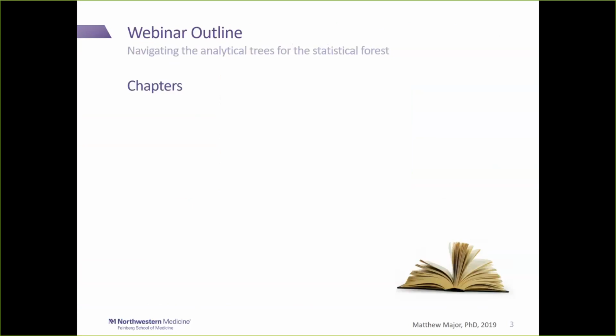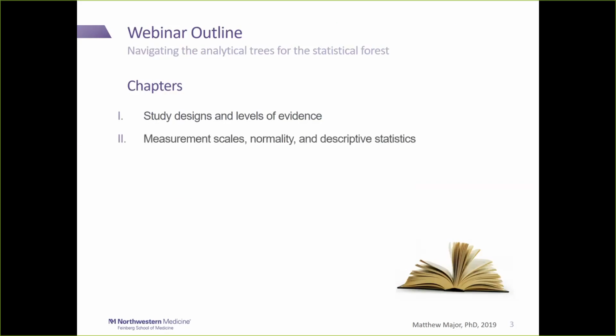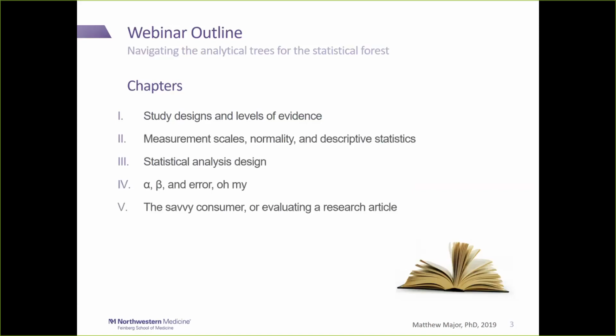All right, so to give some information on what we'll be talking about today, I've got a few chapters I want to go through. The first thing I'm going to talk about is study designs and levels of evidence. Second, measurement scales. We'll get into the concept of normality and some descriptive statistics. We'll then work our way into statistical analysis design, speak a little to alphas and betas and error. And then I'll wrap things up with how you can be a savvy consumer of research literature, or essentially how to evaluate a research article.